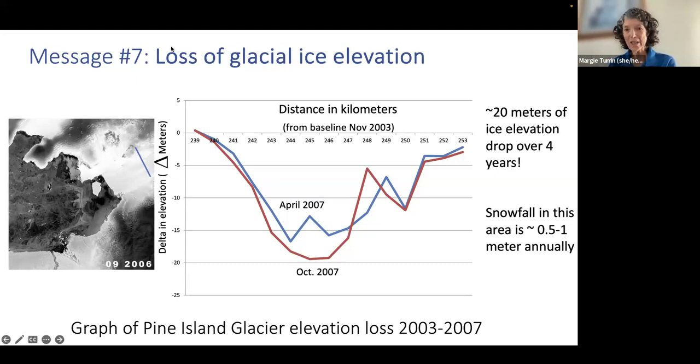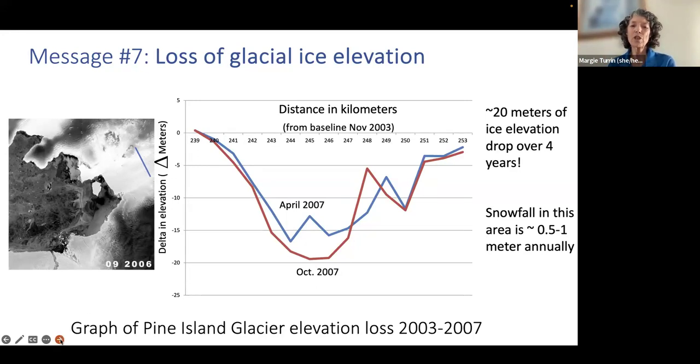Well, this is even more significant than that. This is 20 meters of change over 4 years. And you can see the snowfall in that area is a half to a meter annually. So really seeing the changes on some of these glaciers. This again is that Pine Island Glacier that I was mentioning.